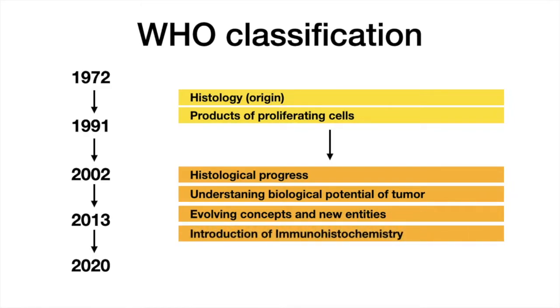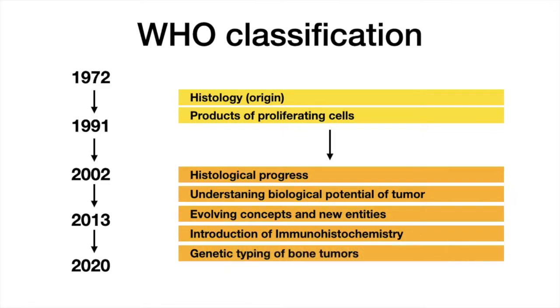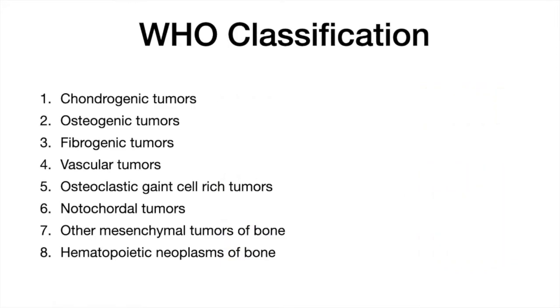introduction of immunohistochemistry and genetic typing of the bone tumors. So the latest classification is the fifth edition of the WHO classification, came in April 2020. So which classified the bone tumors into 8 categories: chondrogenic tumors, osteogenic tumors, fibrogenic tumors, vascular tumors, osteoclastic giant cell rich tumors, notochordal tumors, other mesenchymal tumors of the bone and hematopoietic neoplasms of the bone. So we will discuss them one by one.